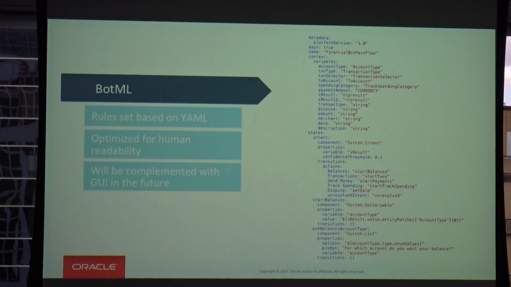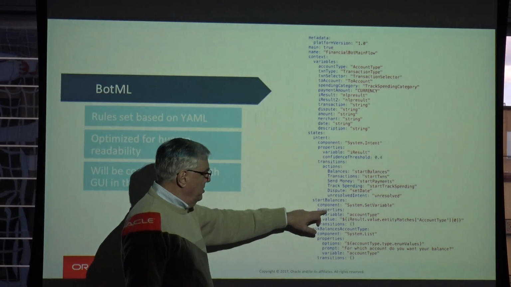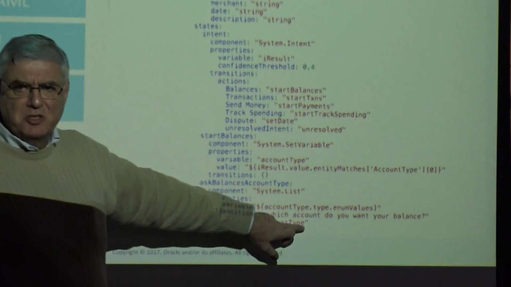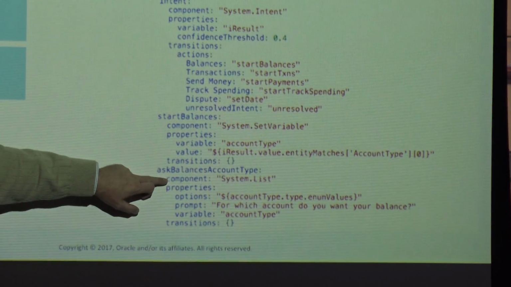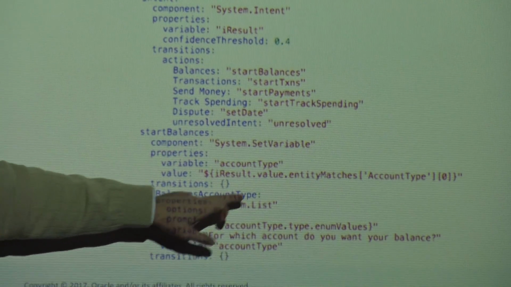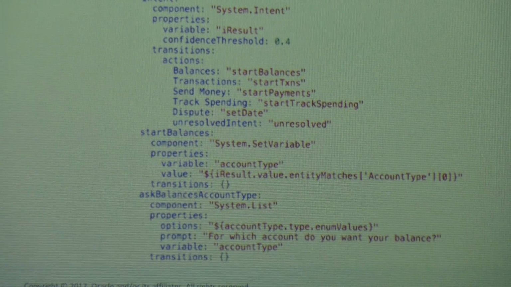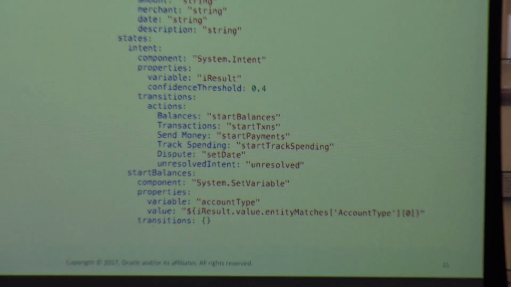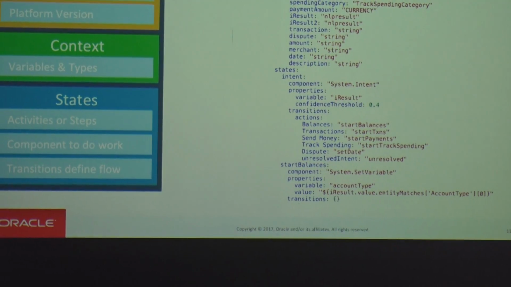So BotML is non-procedural, and as you can see, it's really just a series of properties, like attributes and values. So let's find one here. So the prompt, what's the prompt? What variable are we using to keep track of information? What component type are we using? So in this case, system.list, as the name would indicate, is a simple list in the conversation flow. They're pretty straightforward, it's very readable, but from a building block perspective, it's broken into different sections.